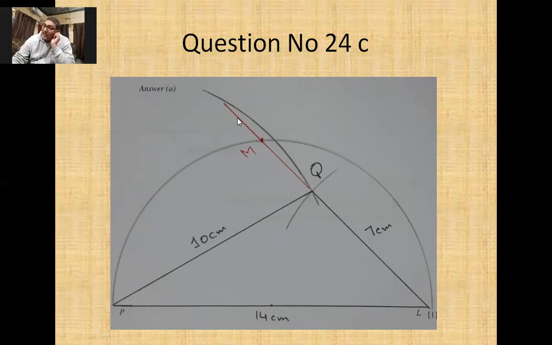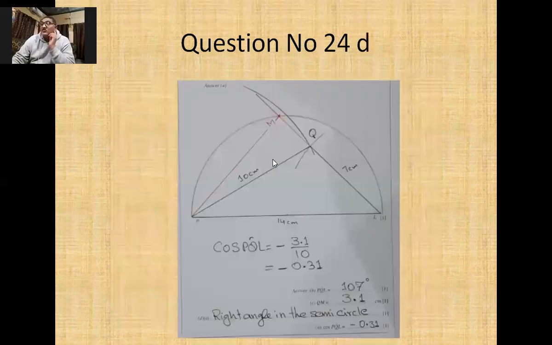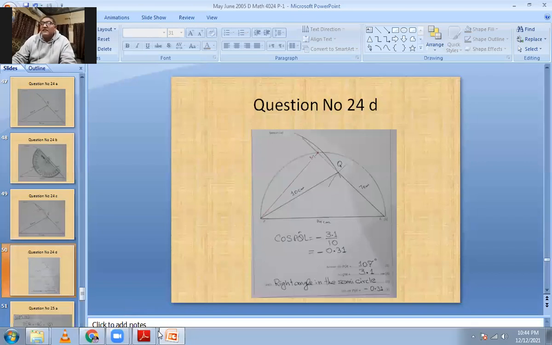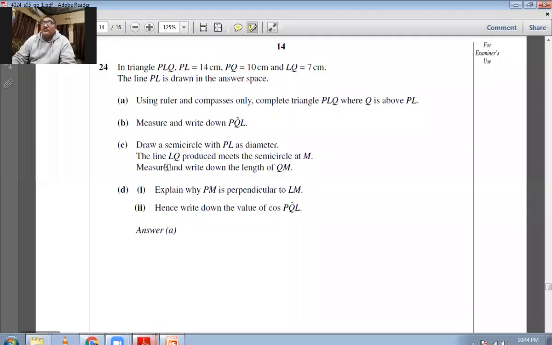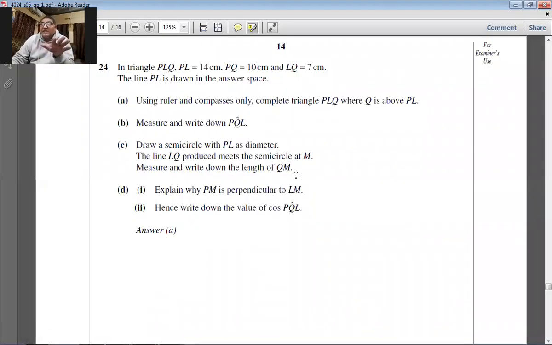So with the help of the scale, measure this length. Put the scale here, Q to M. Measure how much this length is. Okay, so let's go back. Just read the question. So we are done with this length QM. We have measured, that is 3 point something. I will show you in the next.